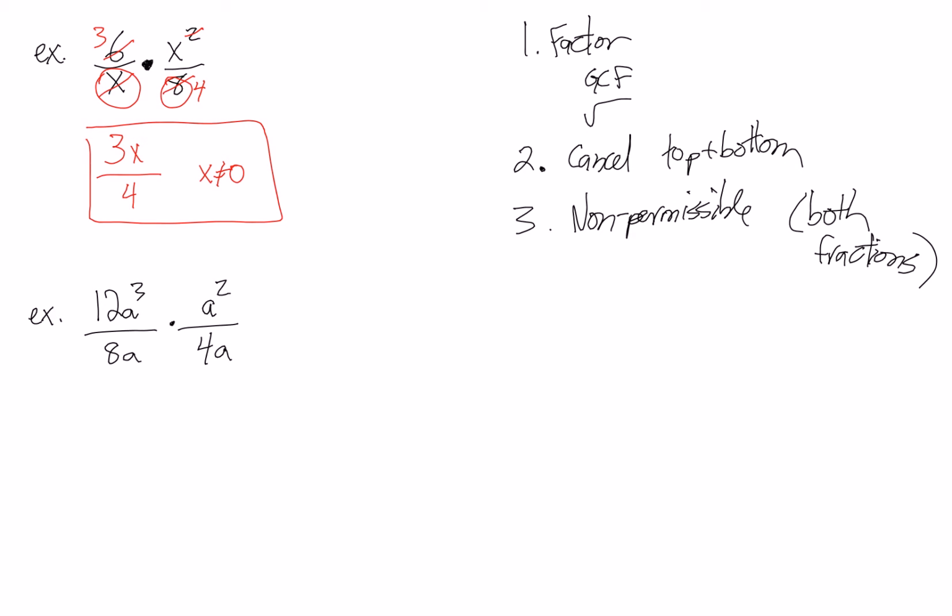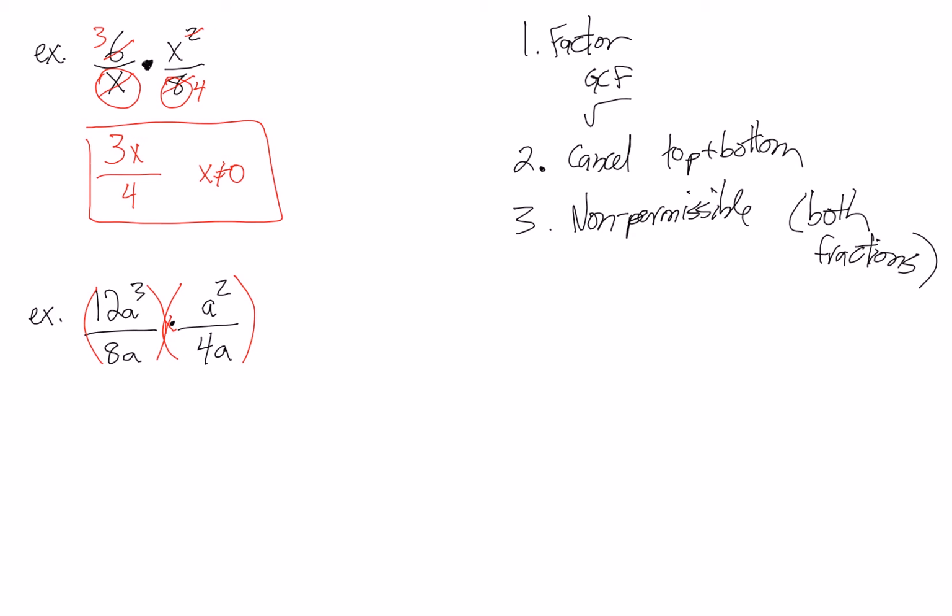Okay, so let's do another one, kind of like we just looked at. In this case, we've got 12a cubed over 8a times a squared times 4a. And the question can be written with times as a dot, or times as the x symbol, or we could have brackets. It doesn't matter. They're all the same thing for multiplying. So whichever it's written as is totally fine.